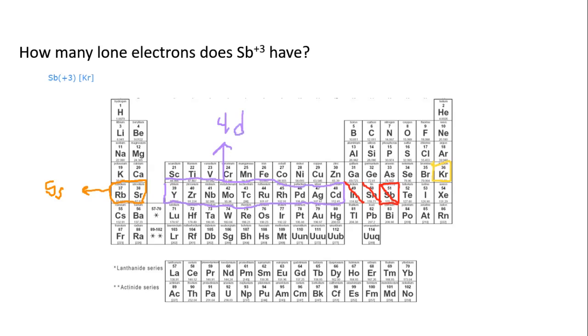So the electron configuration would be krypton 5s2 4d10. And since it has a completely filled s and d orbital, it has 0 lone electrons. So it is diamagnetic. Again, it's 0 lone electrons because you have completely filled s and d orbitals.